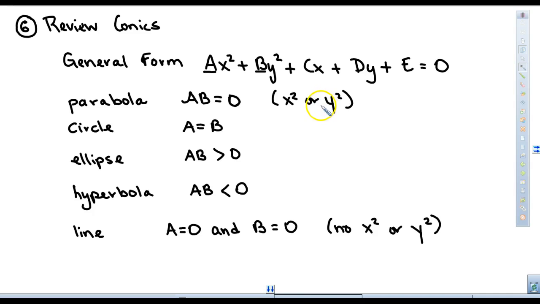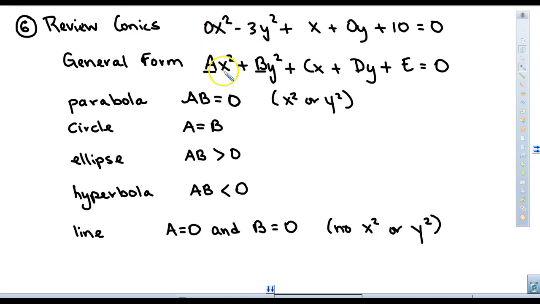You know, because like you had, if you go back to number 4, I think it was 0x squared minus 3y squared plus x plus 10, because you didn't have a y either. Okay? So if you have a parabola, you have an x squared or a y squared. You don't have both. So that ax squared in the case of number 4 is like a 0x squared. It's not even there. See what I'm saying? Yeah. So anyway, all right.